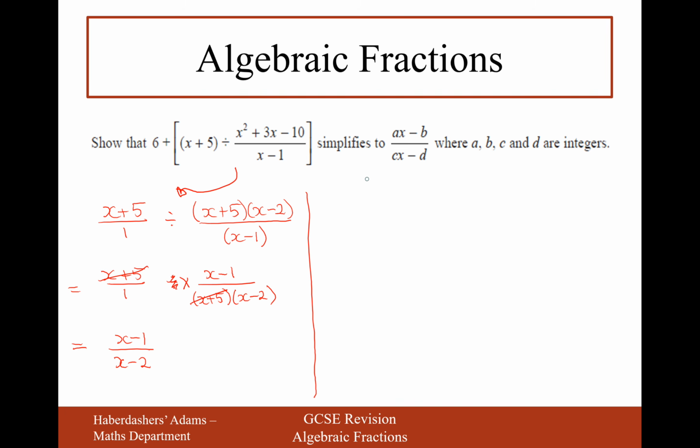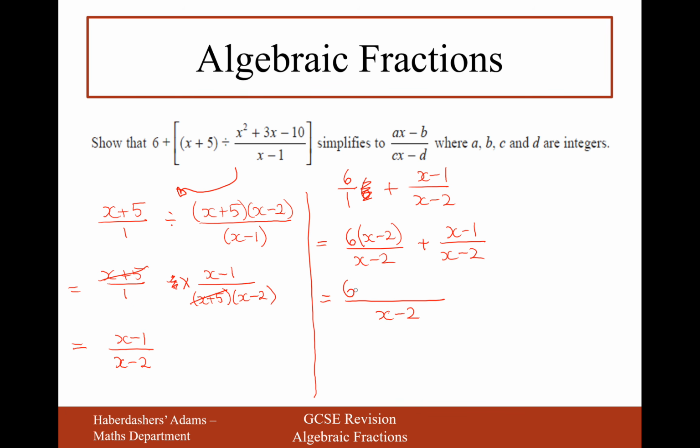So now our question is 6 plus x minus 1 over x minus 2. What I'm going to do with this 6 is treat it as 6 over 1, so I can create common denominators on my fractions. So it's going to be 6 times x minus 2 over x minus 2. We're creating a common denominator here of x minus 2. So now x minus 2 is the common denominator.